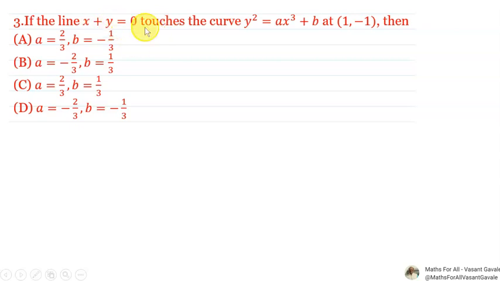That means y is equal to minus x. Therefore, the slope of this line is -1. मग याचा dy by dx find out करायचा तो equal to -1 करायचा. x is replaced by 1, y is replaced by -1, then you will get the value of a and b.